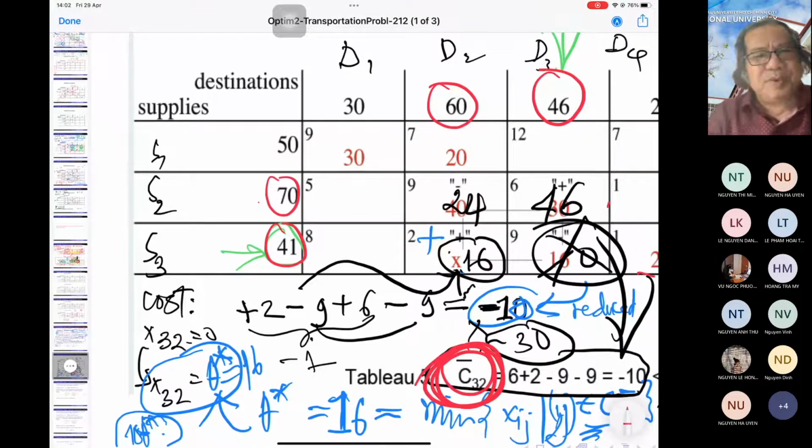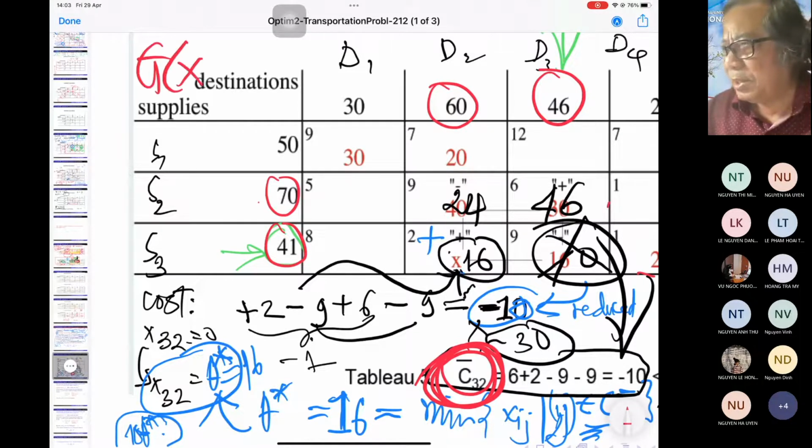C bar 2, 3 reduced cost. So in order to find out the entering cell and leaving cell, how do you find out the reduced cost for each of the cells outside of the GX, outside of the setup of selected cells?